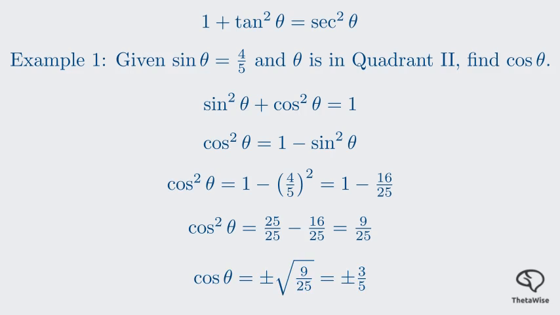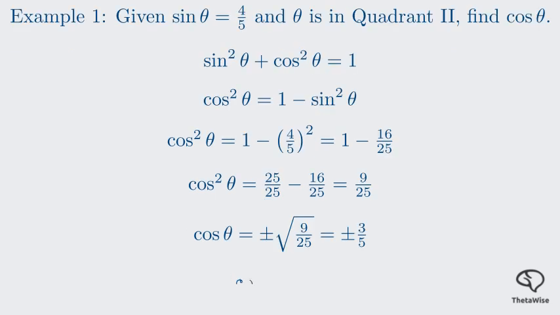We're told the angle is in quadrant 2. Remember that in quadrant 2, cosine values are always negative. Therefore, our answer is negative 3 over 5. Cos theta equals negative 3 over 5.